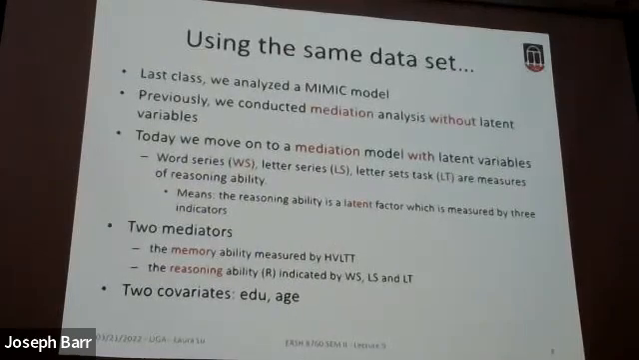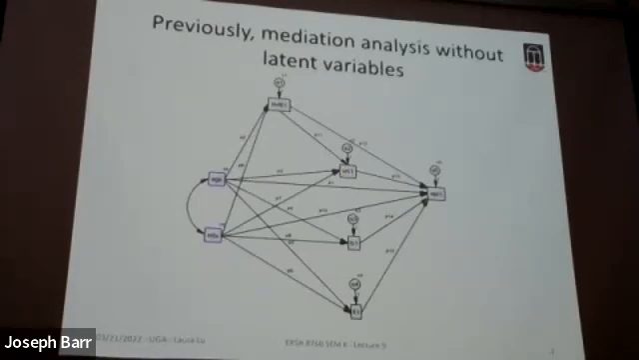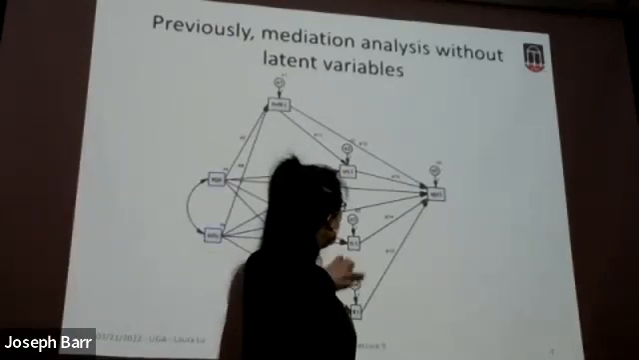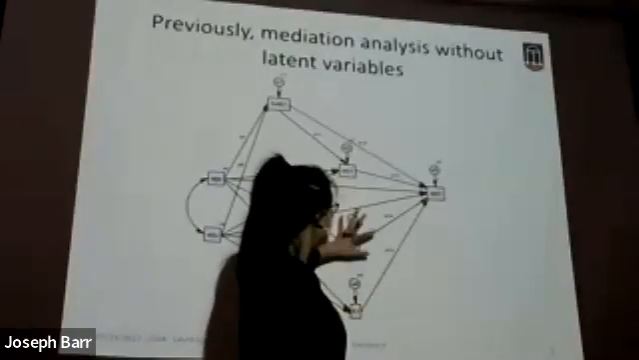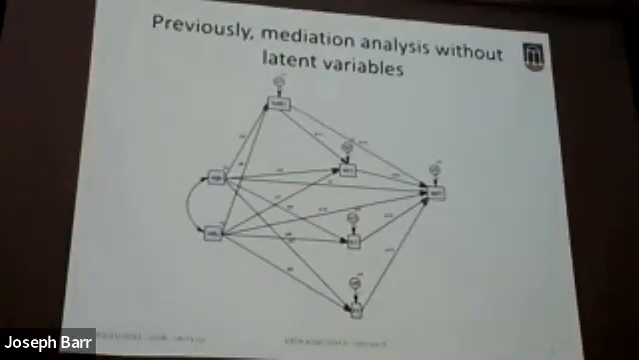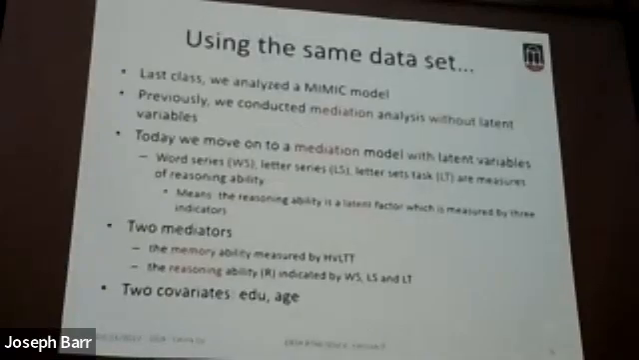Using the same data, we're going to try the MIMIC model again. We add a reasoning latent factor for the indicators WS, LS, and LT. These are three tests for reasoning ability. The HVLT is for memory ability, so we don't need to add a latent factor because there's only one test. We just add one for reasoning.